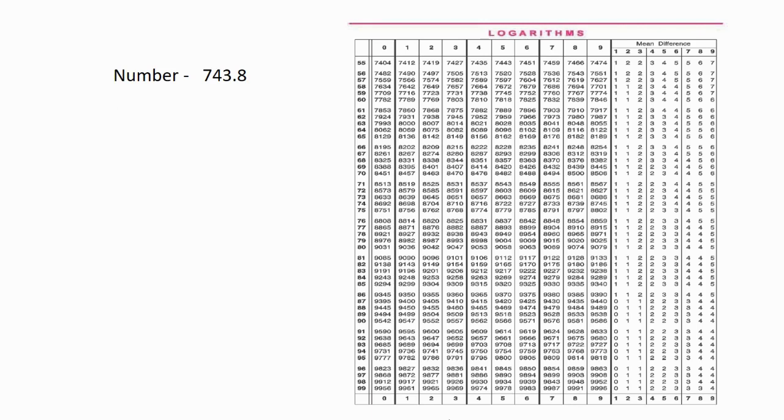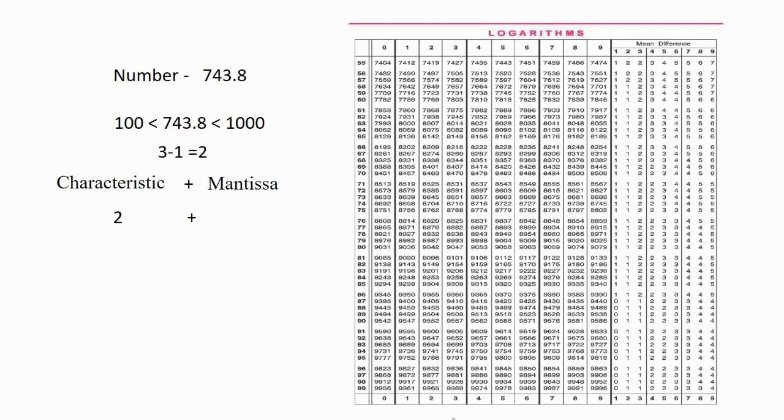743.8. So now, students, again the characteristic plus mantissa. Here you can see the given number is greater than 100 and less than 1000, so it is a three-digit number. So find out the characteristic. How to find it? We know the formula. The number of digits is 3. From that, minus 1, we have a characteristic of 2.